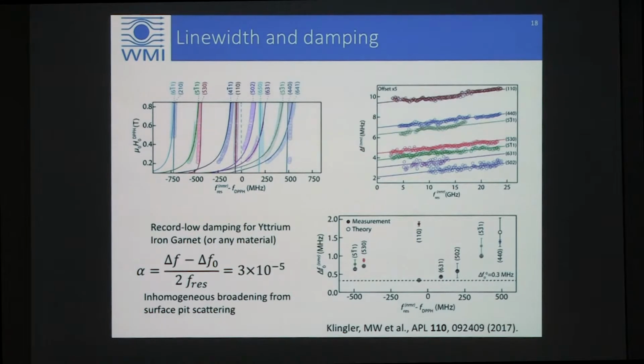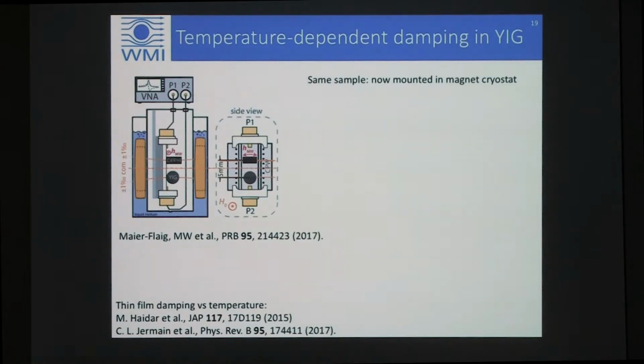So we can see a very low damping, and now let's look at the temperature dependence, right? Those were already mentioned in talks before, that cooling down yttrium iron garnet is not really helpful, because one knows that the line width actually increases. So let's see what we can add to that story.